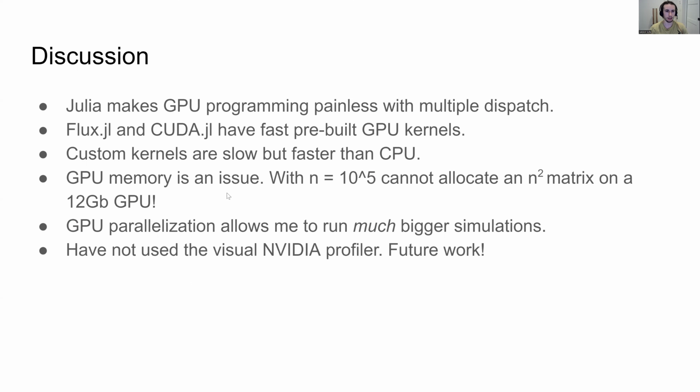GPU memory is definitely an issue for me. On the CPU, I can allocate an n-squared matrix, where n is the number of particles, 10 to the 5. On the GPU, I cannot do that, so I need to do a workaround. I need to allocate an n vector, and each thread loops over n. Also, the upshot is that the GPU parallelization allows me to run much bigger simulations, which is great. This was my original motivation for doing this for my research.